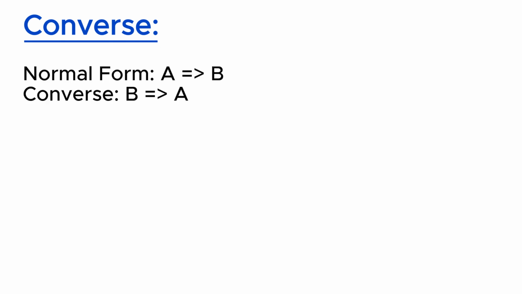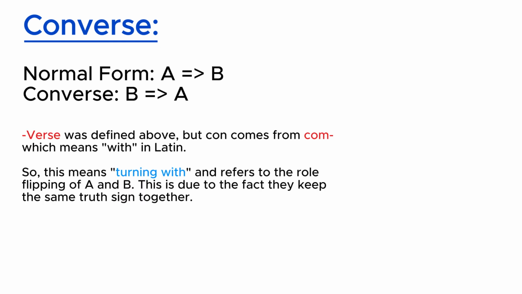Converse. Converse is when you take a conditional statement, if A, then B, and turn it into if B, then A. Verse was defined above, but con comes from com, which is a Latin prefix, and it means with. So, this means turning with, and refers to the role flipping of A and B, and the fact they keep the same sign together.